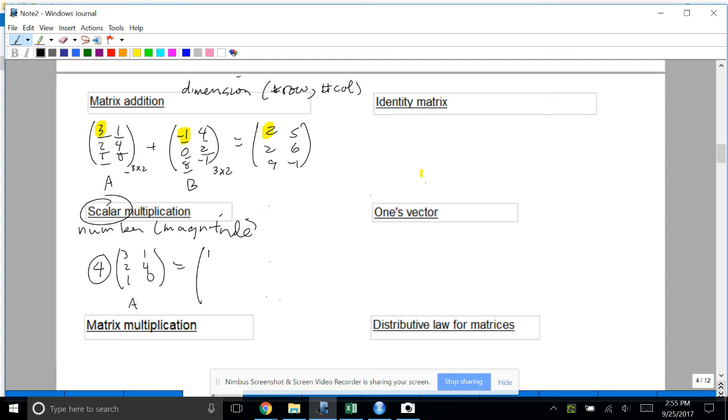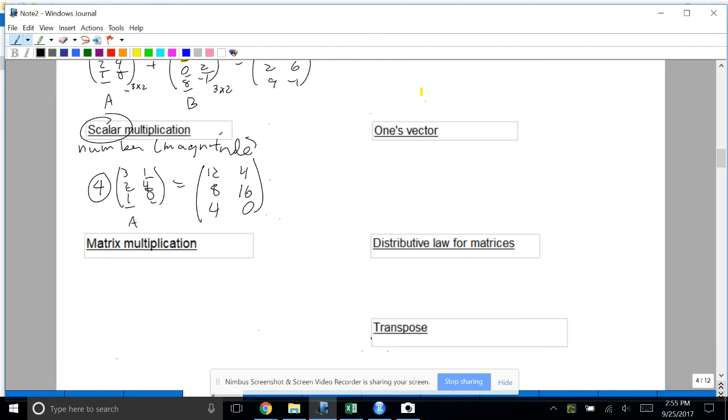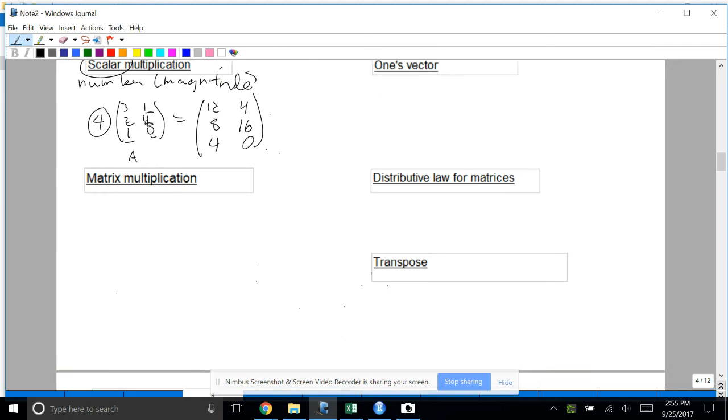So it'll be 4 times 3 is 12, 4 times 2 is 8, 4 times 1 is 4, 4 times 1 is 4, 4 times 4 is 16, and 4 times 0 is 0. Right, so that's scalar multiplication. And now we're going to look at matrix multiplication, which is the most useful.